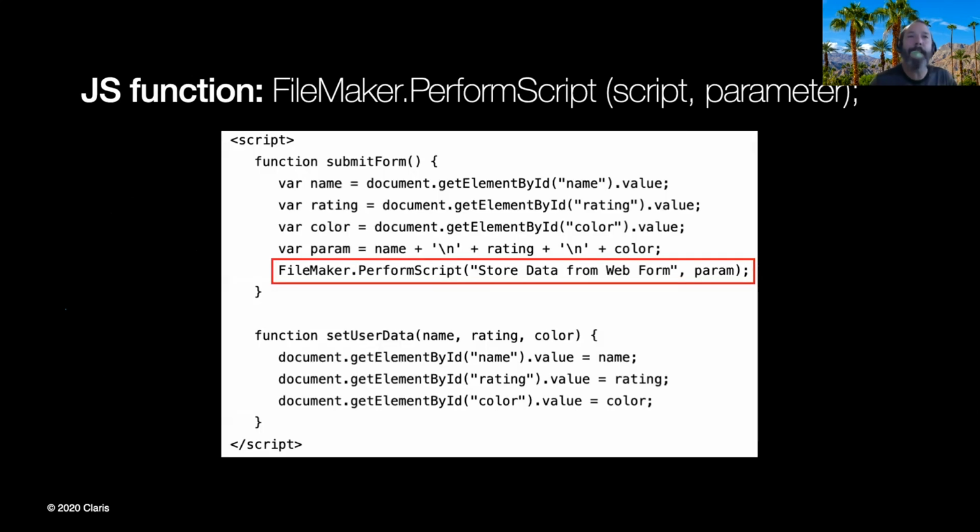The complement to that script step is a JavaScript function called FileMaker.PerformScript. So this is actually within your JavaScript in the web viewer. And typically it's the last thing you do in your JavaScript. And all you can do with it is name a script that you want to call and then pass a single parameter. However, that parameter could be a JSON package, wrapping up a whole bunch of different parameters for your FileMaker script to extract.